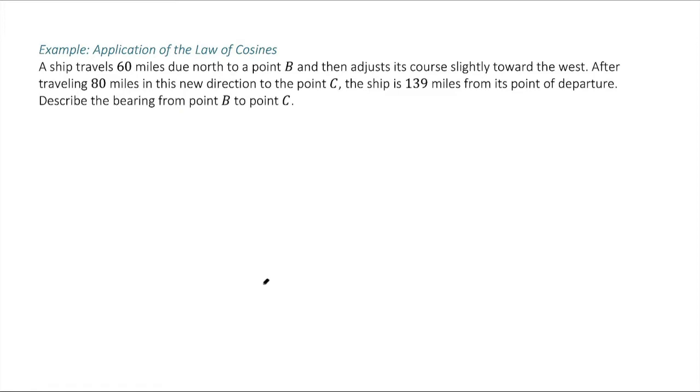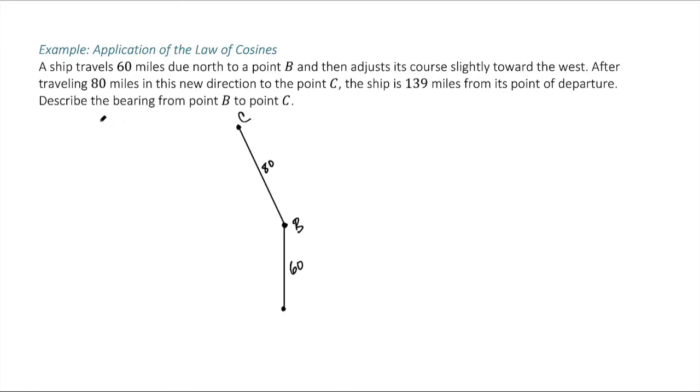All right, let's go ahead and just draw a little picture. The ship started by traveling north to a point B, and that distance was 60 miles. Then the ship adjusted its course slightly towards the west. Who knows how much, but slightly towards the west, and travels a distance of 80 miles, to a point C.